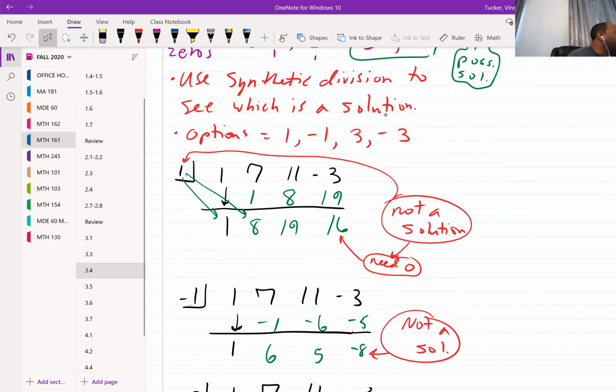Then we do -1. Bring down 1. -1 times 1 is -1. 7 plus -1 is 6. -1 times 6, -6. 11 plus -6 is 5. -1 times 5 is -5. Add -3 and -5 together, and we get -8. Once again, that's not a solution.